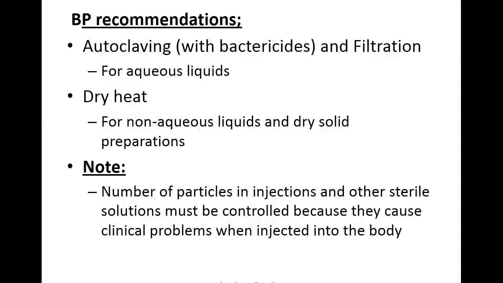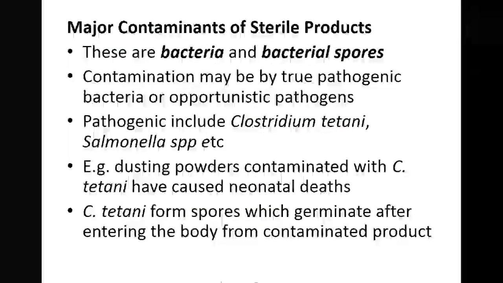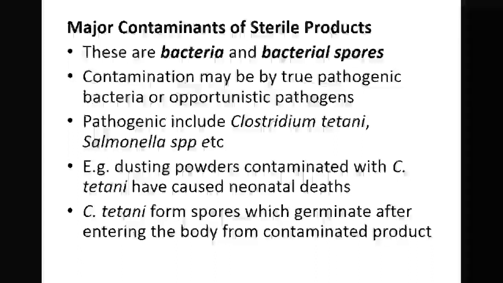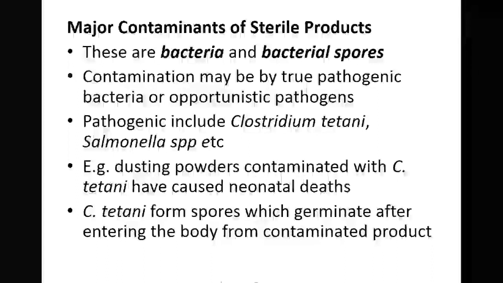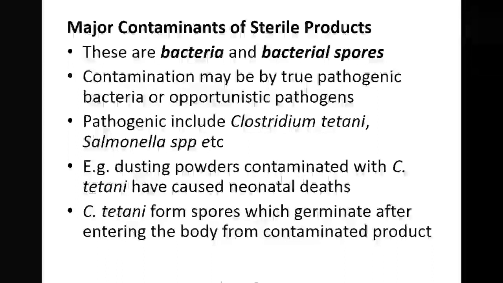Thus, there are major contaminants of sterile products. Most bacteria and bacterial spores are the major contaminants. Bacteria and bacterial spores, very common, very major contaminants. And the contamination may be by true pathogens or opportunistic pathogens. An example of a true pathogen is Clostridium tetani, which causes tetanus. Then Salmonella species, like Salmonella typhi and so on.